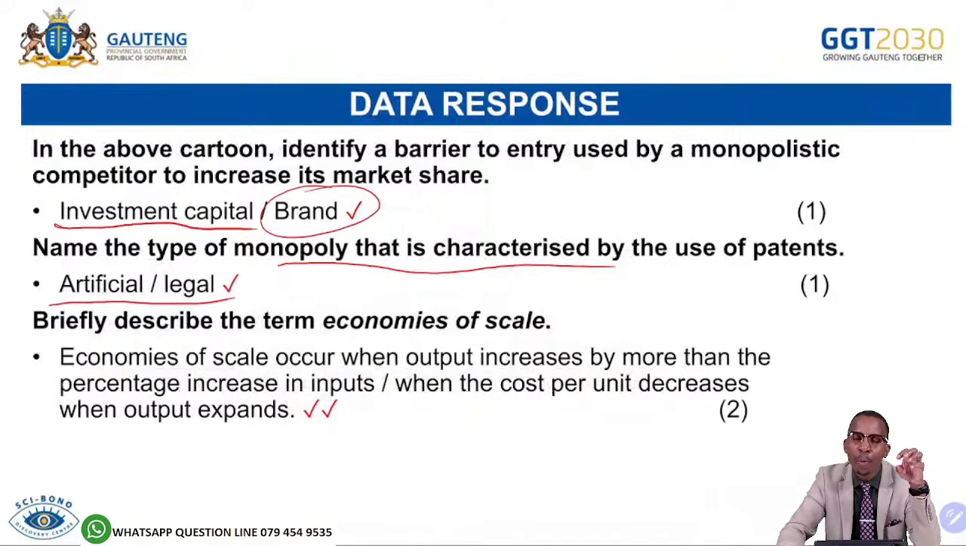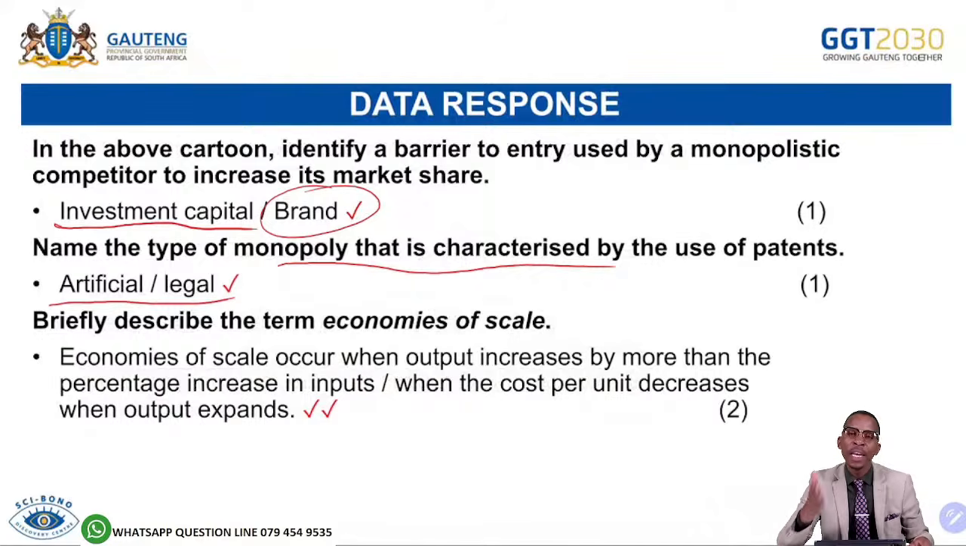Remember, artificial monopoly exists when barriers to entry are not economic in nature. Those barriers to entry are mainly created through legislation, like patents, exclusive rights, and then sole ownership of a particular natural resource. Those are the artificial barriers to entry that will create artificial monopolies.